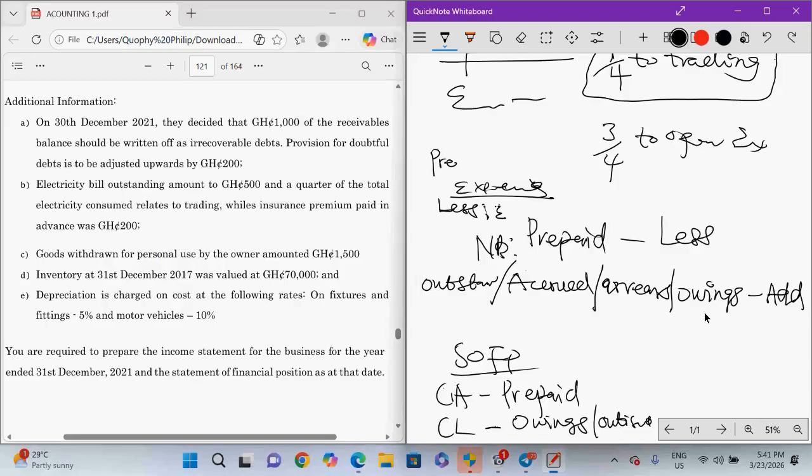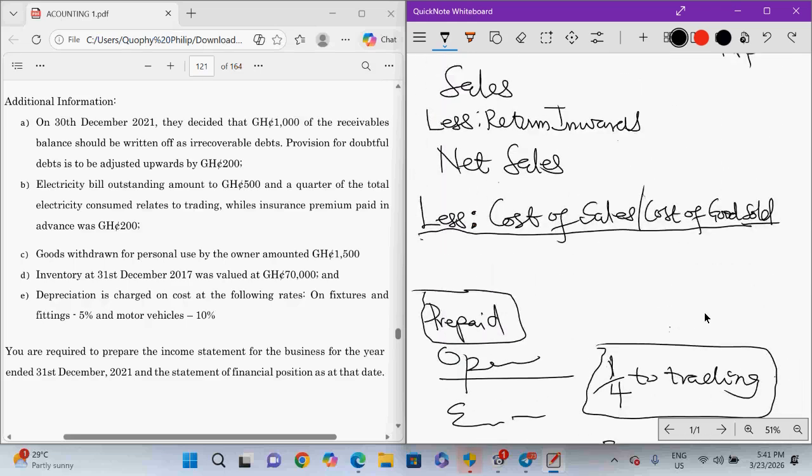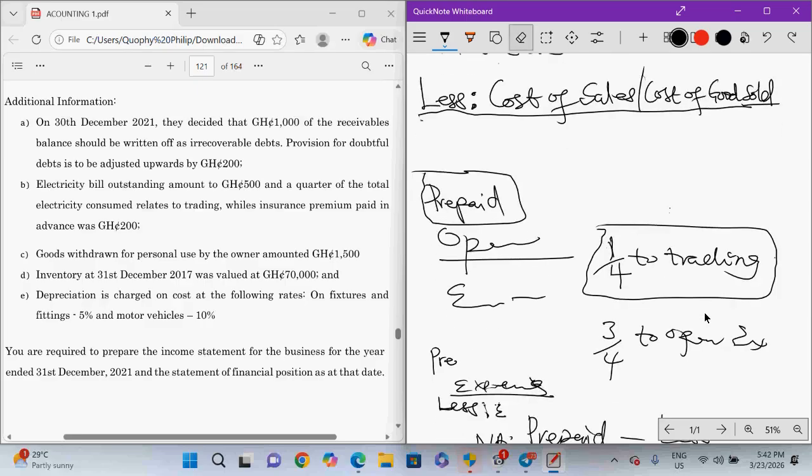On that note, thank you very much. We can still proceed with what we are doing. So please remind me that we have 1/4 trading, 1/4 electricity bill, and then we have goods withdrawn, right? So that we don't skip that one.